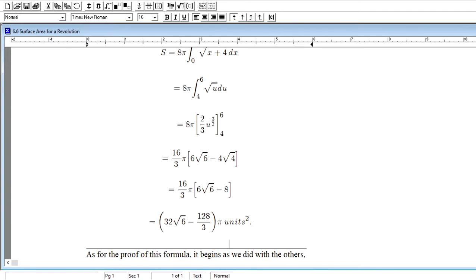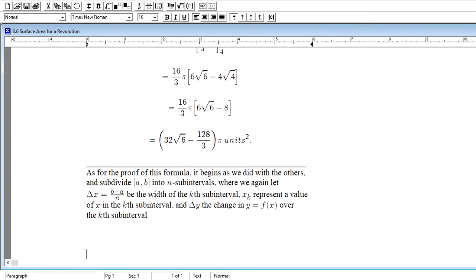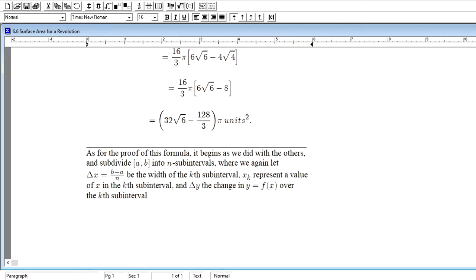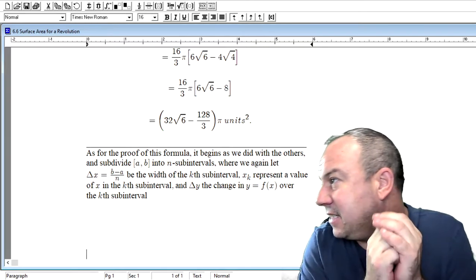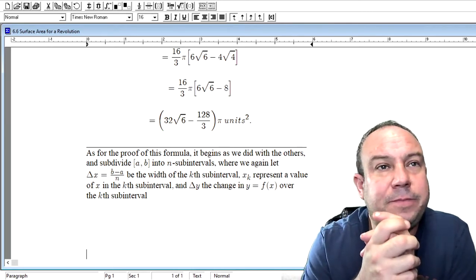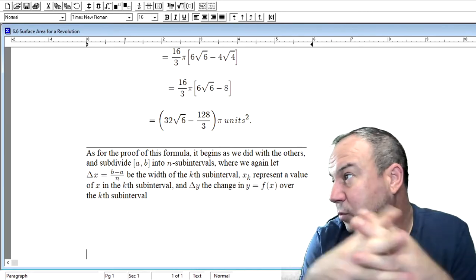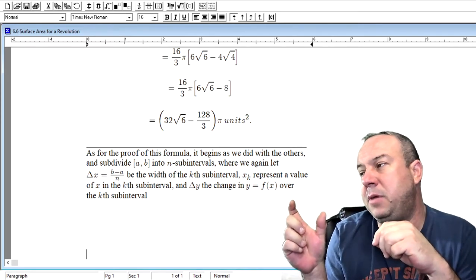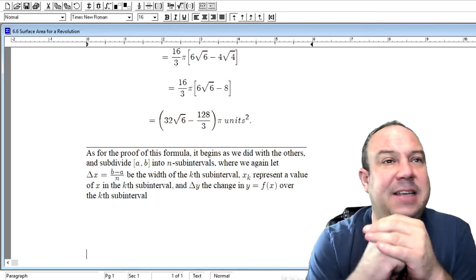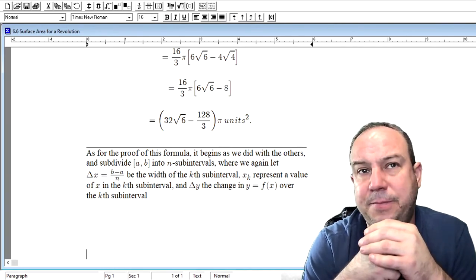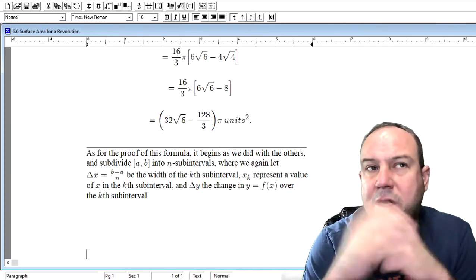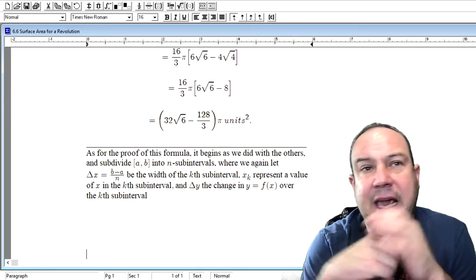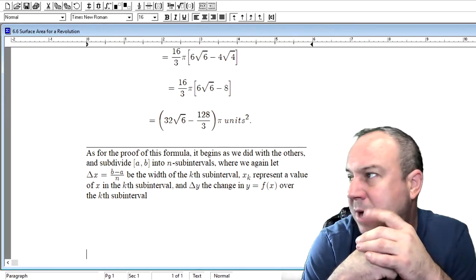Now, as for proof, following from our calculation, we do see that also presented here in this set of notes. And it begins as we did with the other proofs. We are going to take that closed interval from a to b and slice it up into n subintervals, where again we're going to let delta x be the width of the k-th subinterval. It's calculated by b minus a divided by n.